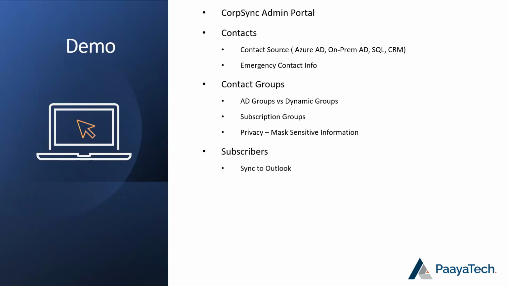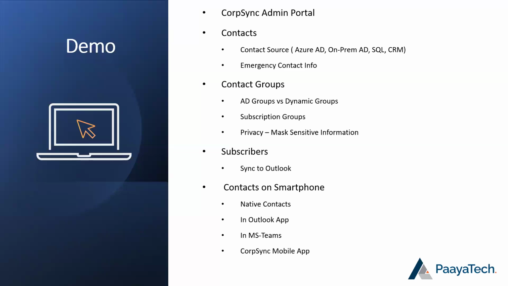And then we'll take a look at subscribers. Subscribers are users who receive the contact list on their phone or Outlook. We will see a live demo of pushing contacts. And then we're looking at the recorded demo, and we show you how the contacts show up on the mobile device, the native contact if you push it to Outlook, and then they show up as a native contact. And we can take a look at it in Outlook, in Microsoft Teams, as well as the CorpSync mobile app.